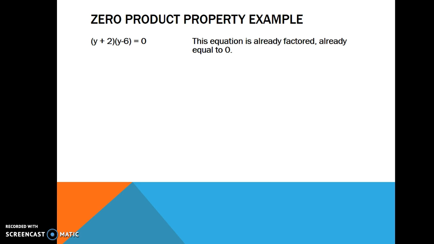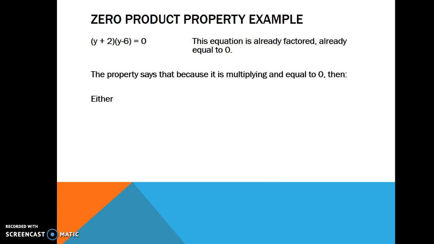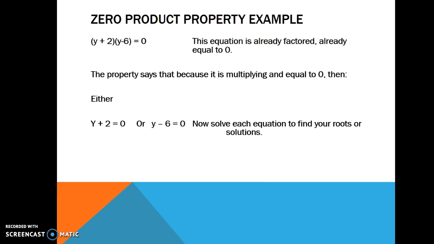So here's an example of the zero product property. We have the equation (y + 2)(y - 6) = 0. This equation is already factored. It's in factored form, and it is equal to 0, so we don't have to do anything special to this. The way we would then use this property says that because we're multiplying and equal to 0, either y + 2 has to equal 0 or y - 6 equals 0.